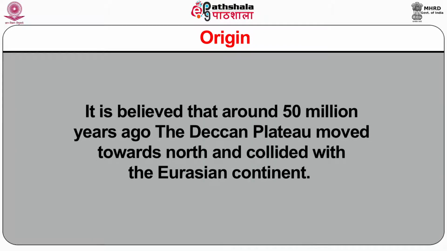It is believed that around 50 million years ago, the Deccan Plateau moved toward the north and collided with the Eurasian continent. This led to a geological uplifting which resulted in the formation of mountains known as the Western Ghats along the western Indian coast. These mountain ranges are the reason for the dry rain shadow area created in the Deccan Plateau, as they obstruct the path of the moisture-carrying southwest monsoon.